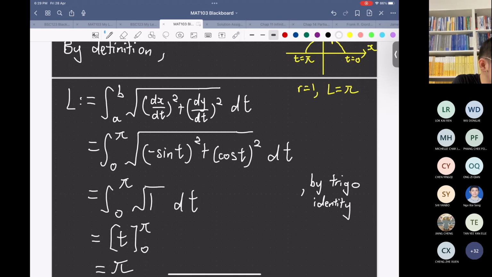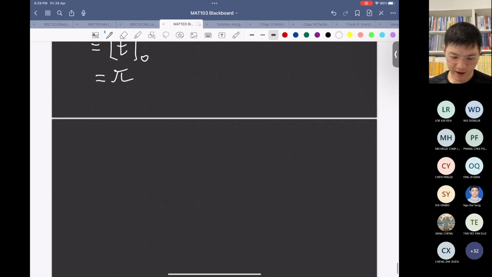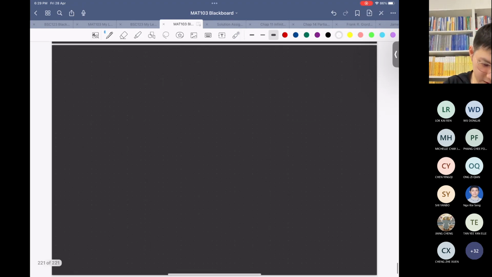Any comment before we go to the next part? All good, all good. All good? Okay. All good. So next, we go to the next part. We find area. So next part, we will find the area under the curve.